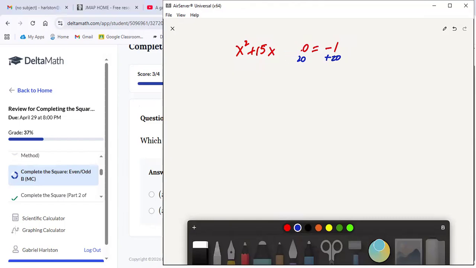So on the left-hand side, this cancels out, and on the right-hand side, we're just going to have a positive 19. Now I need the b, which is 15, and then I need half of b, which is going to be 7.5. And then I need half of b squared. Let me see what that is. Okay, so I'm going to use the calculator for this.